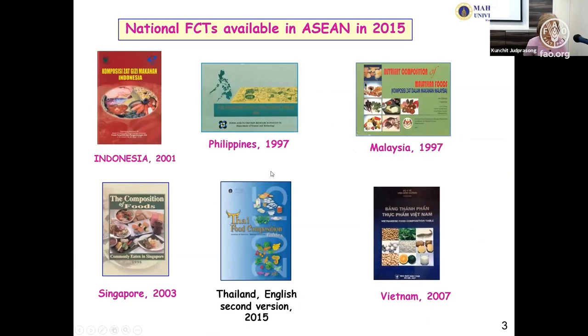This slide shows the food composition tables which were available in 2015. The oldest version was published in 1997, and the newest one was published in 2015. We found that different food composition tables present different detailed information of foods and nutrients with different data quality. Some use different food composition data formats. At this time, some countries were in the process of updating the National Food Composition Database.